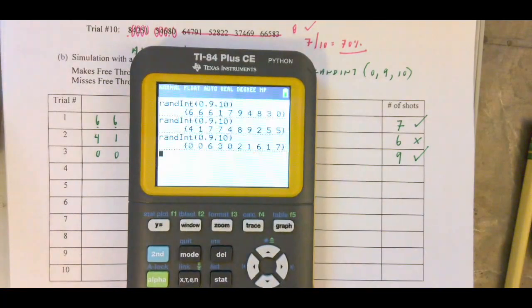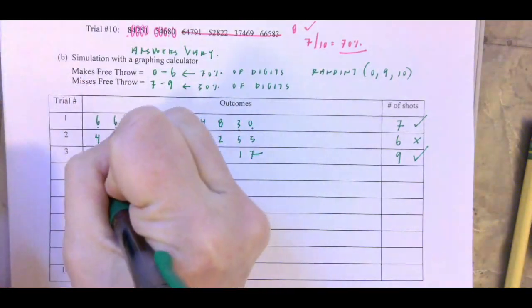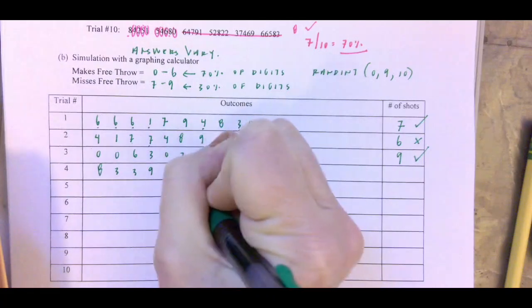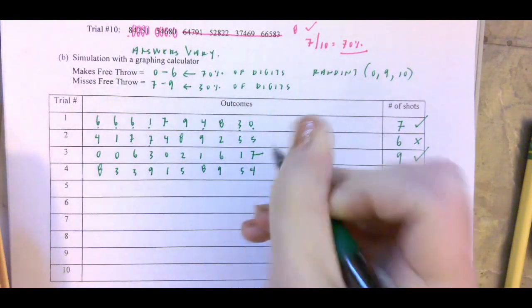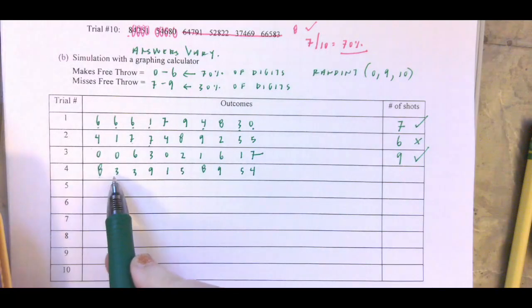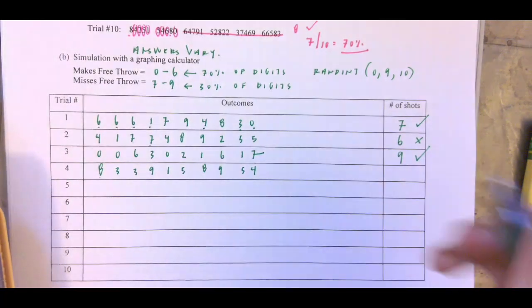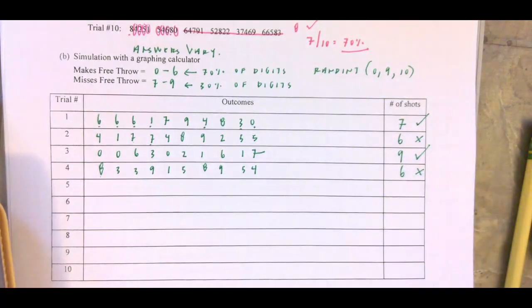Okay, hit enter, run it again. Here's what mine looks like. Yours will be different. All right, so missed, made, missed, made, missed, made. So here he only made 6 out of those 10, not 7 or more.